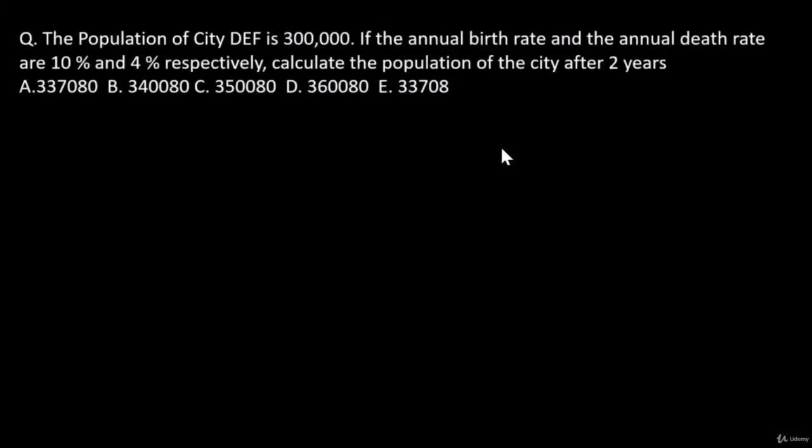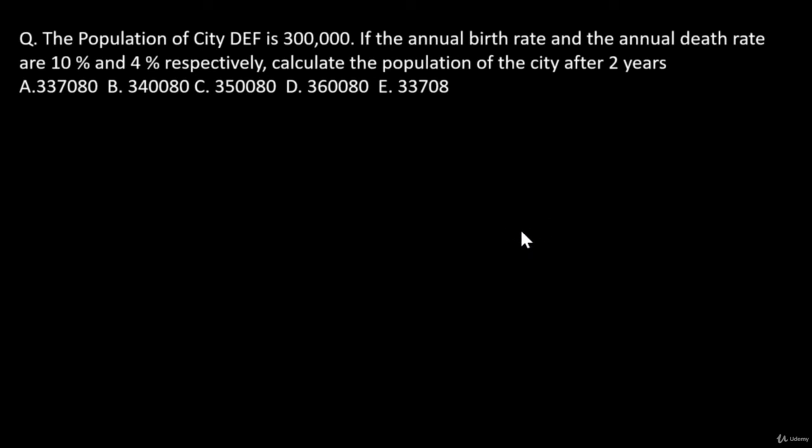Let's do this question. The population of city DEF is 300,000. All right. If the annual birth rate and the annual death rate are 10% and 4% respectively, calculate the population of the city after 2 years. All right. Pause the video and try to do this question on your own, and then we'll do it together.